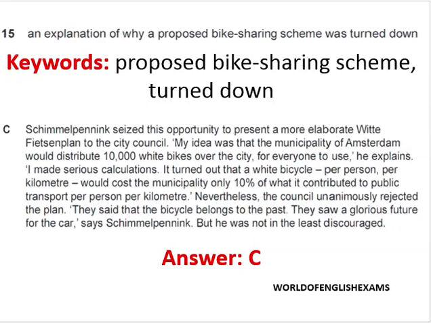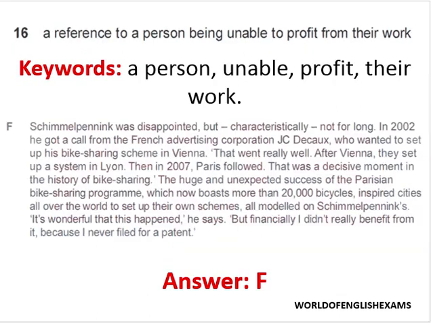So of course they gave the reason that nowadays nobody is using bikes. Everybody is going to use cars. That's why they turned it down. So did we get an explanation of why a proposed bike sharing scheme was turned down? Yes. Hence the answer for this is C. Of course the person who has given this idea also made some calculations about the savings, but nevertheless it was turned down. Let's proceed with the next statement.